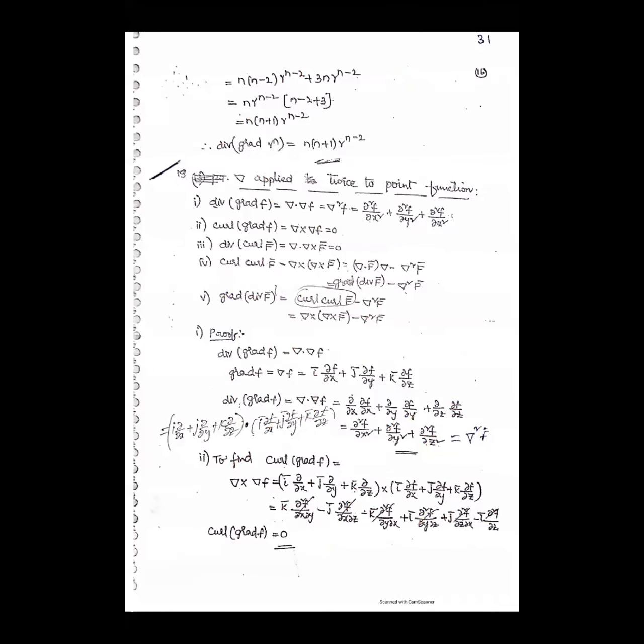Next problem, and the condition number 3. The condition number 3 is div of curl f, del dot del cross f, equal to 0. First we show div of grad f equals del square f. Second we show curl of grad f equals 0. Now we show that div of curl f is equal to 0.